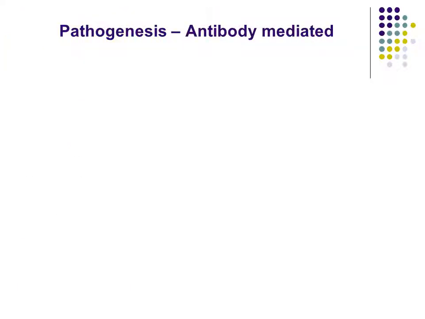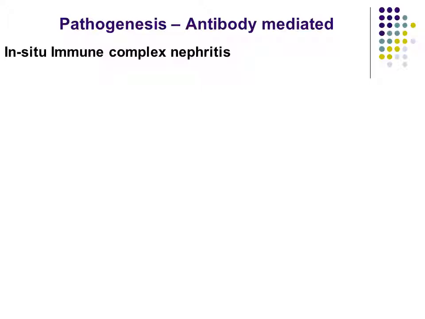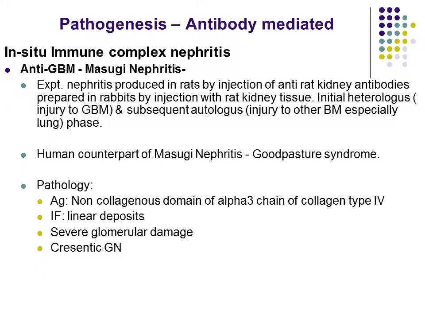Discussing the pathogenesis in detail further, the antibody mediated glomerulonephritis could be in situ immune complex nephritis, in which the intrinsic antigen could be fixed or it could be planted. This planted antigen could be either endogenous, that is DNA or immune complexes, or exogenous, that is the microbial product. In situ immune complexes, the examples are given.